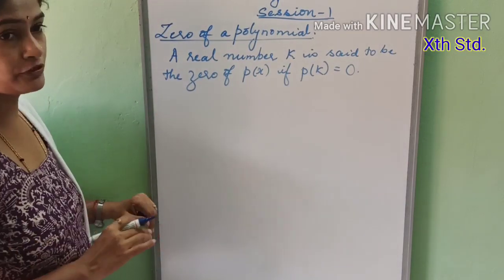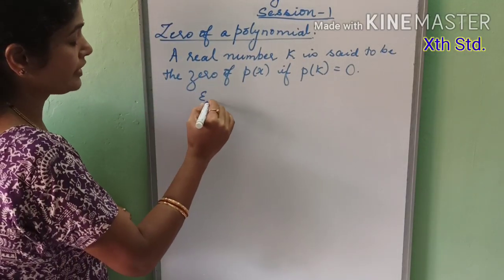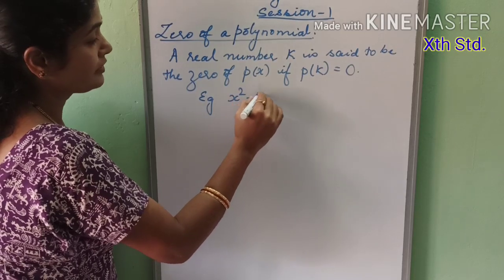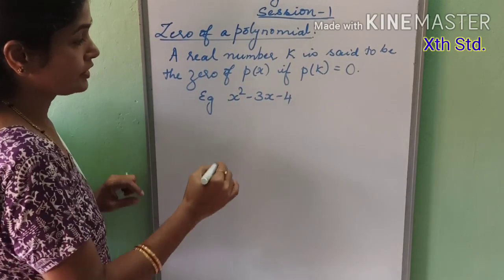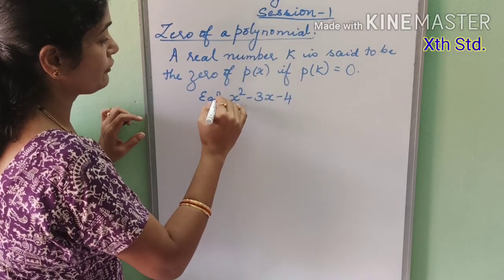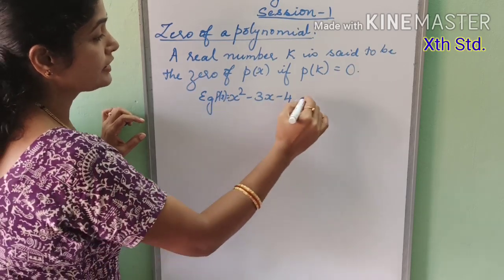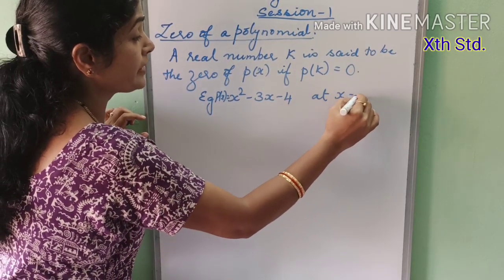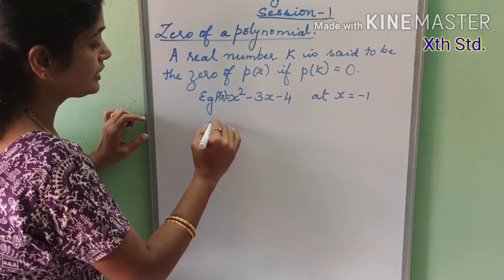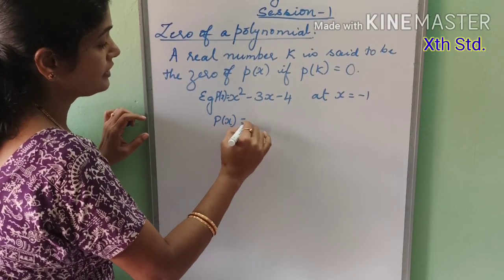Okay, that value for which it is, like for example, once again if you take x square minus 3x minus 4. Now, if we substitute, this is P of x equal to this one. Now, at x equal to minus 1, we will find out the value of it. So, P of x at minus 1.